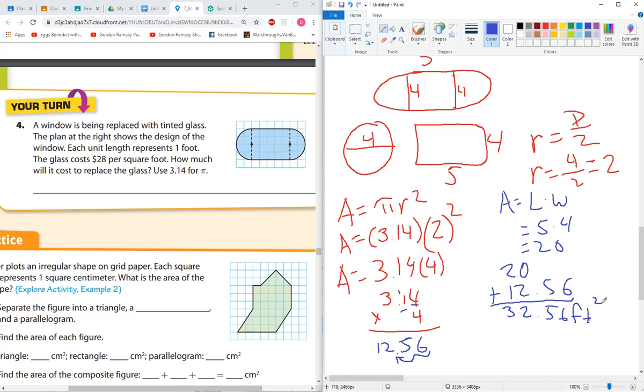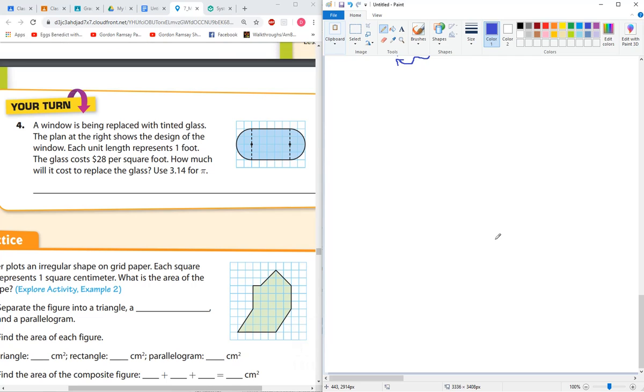We are not done, because they did not ask us how much the area is. They're asking us how much it will cost to replace the glass. All right, let's take a look-see. We know that our total area is 32.56 square feet. We also know that it costs $28 per square foot. That means I'm going to multiply this by 28. For every square foot, I have to pay $28. So just multiply by that.